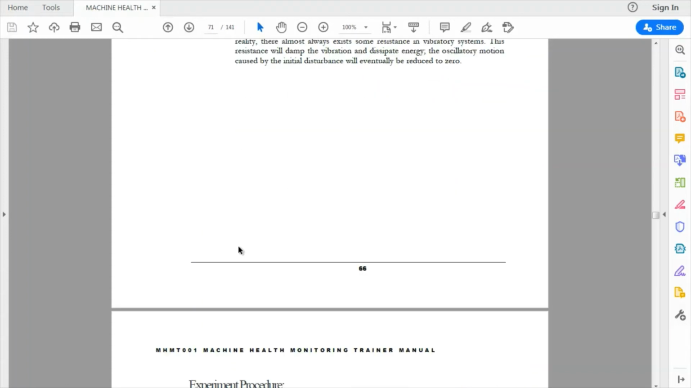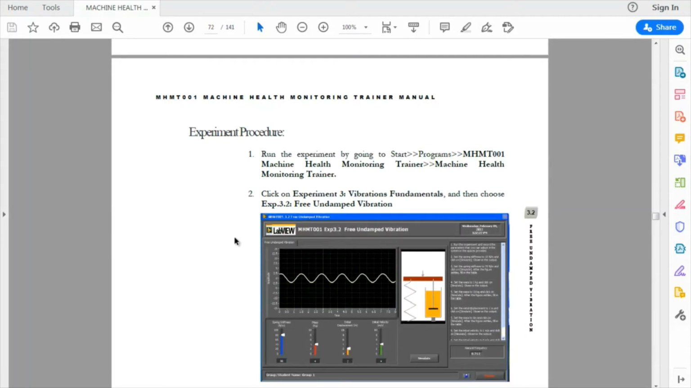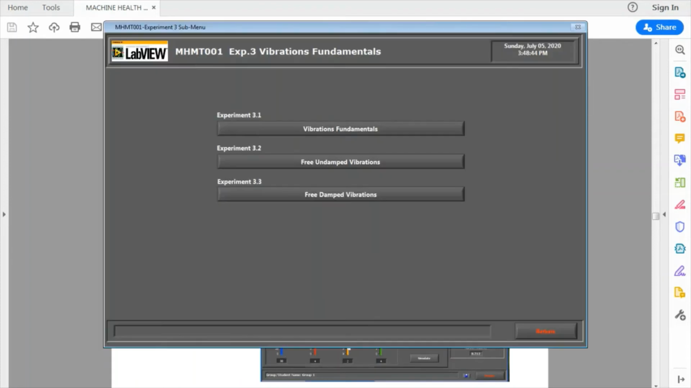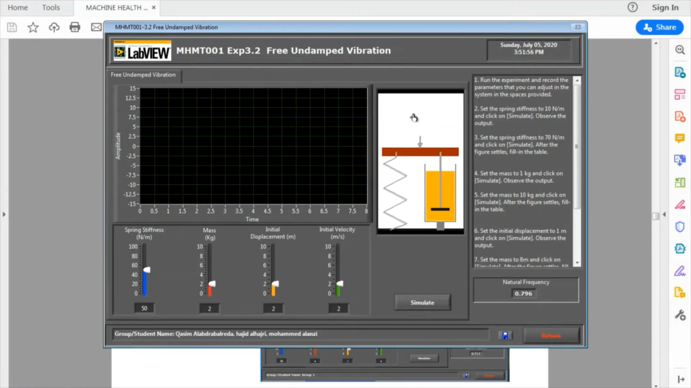Good. So for the procedures, we need to run the experiments, click the second section for vibration fundamentals, and select the free undamped vibration. Let me go there. This is the free undamped vibration, and we see a simulation of a mass. This red one is the mass, and we have a spring, and we also have a damper, but in this case we're not considering the damping element because we have an undamped system. As you see, free undamped vibration.